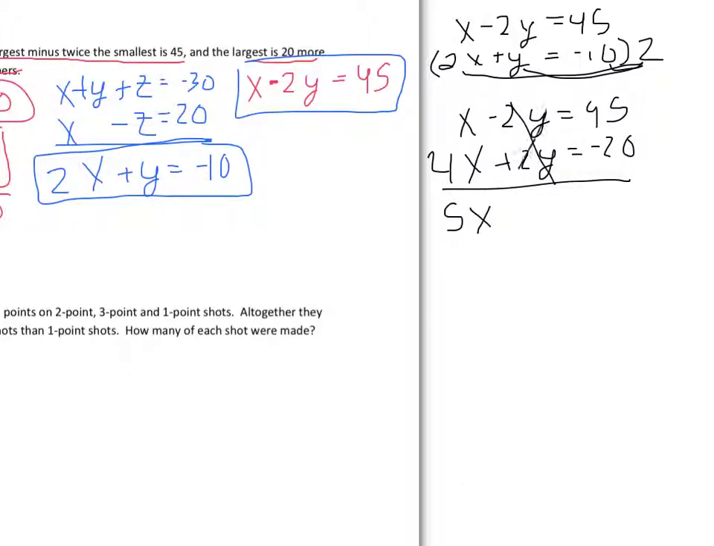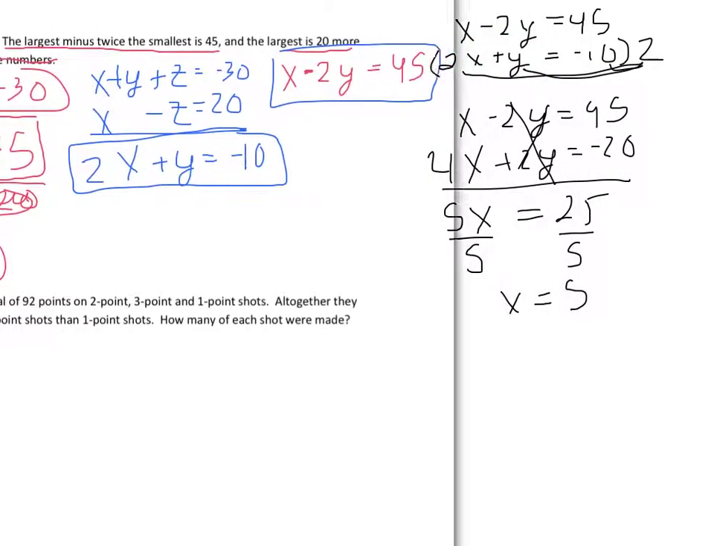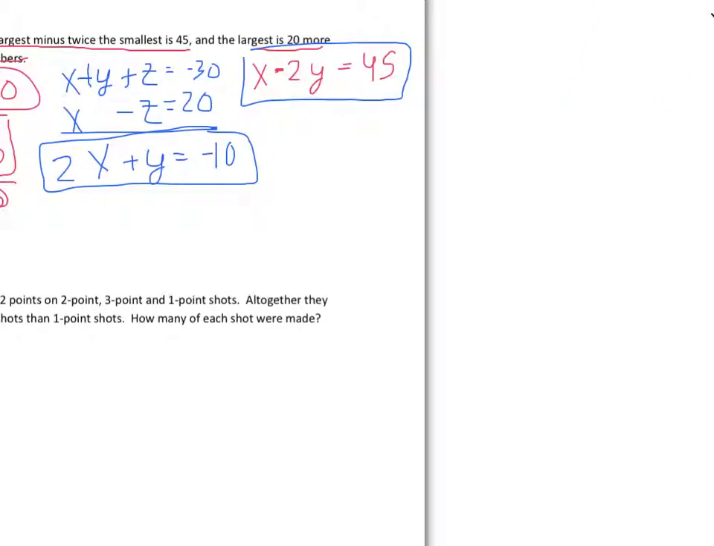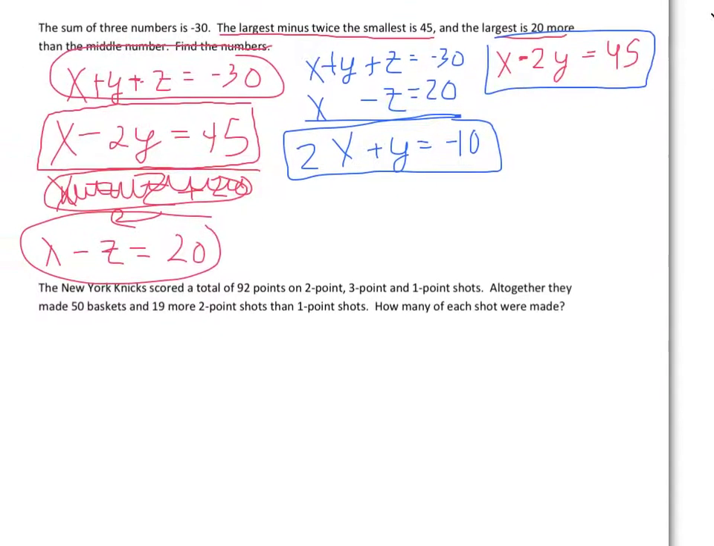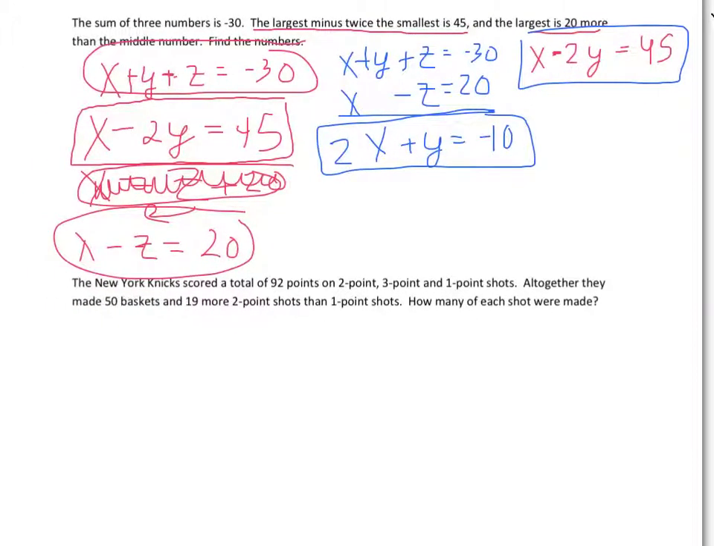The y's cancel out, and this is going to equal 45 minus 20, which is 25. Divide by 5. We get x equals 5. So what that tells us is x is 5, so the largest is 5. Now to find the other ones, all we have to do is substitute this in.